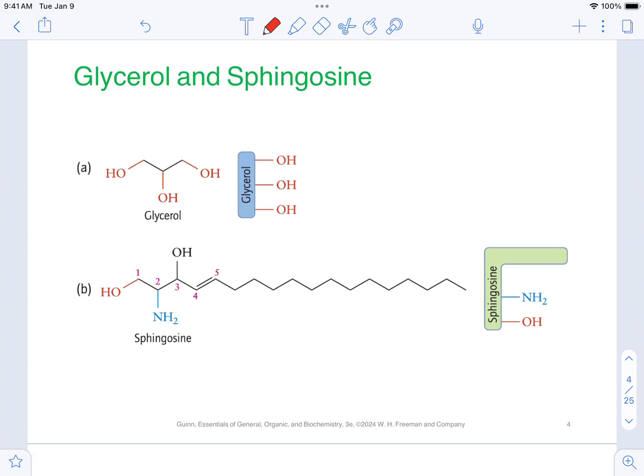So A here is your glycerol backbone. Again, this is what we saw in the other video. And then here's your sphingosine backbone: your 18 carbons, your amine group, your hydroxyl group, and your alkene.